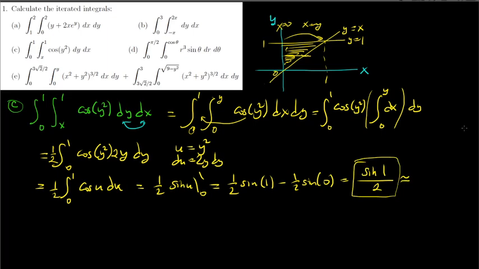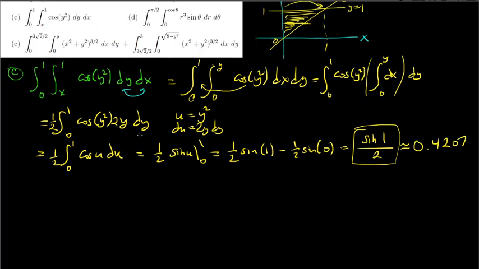And the sine of 1 radian is about 0.8415. Or when you divide that by 2, you get about 0.4207 as an approximation. Right. So that's how that works. Again, I think D is pretty straightforward, but we can do that one too.